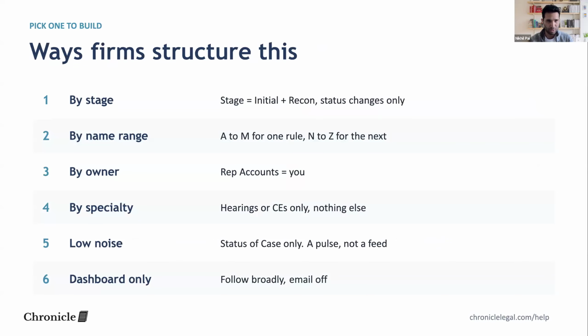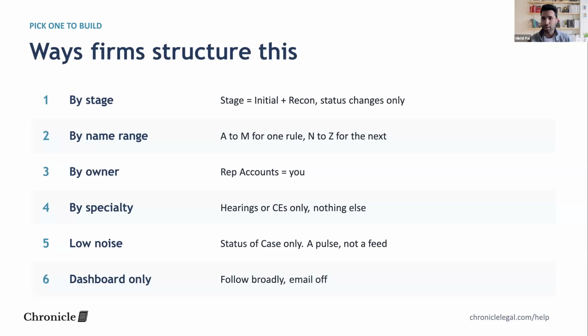So, ways firms structure this, right? Most basic is by stage. Maybe you only care about initial or recon, and you're saying, I only want status changes at initial or recon. Super easy to set up. Second is by name range, right? If you're trying to do some sort of balancing between case managers, a lot of people apply alphabetical name ranges to their follow rules. Third is by owner, right?